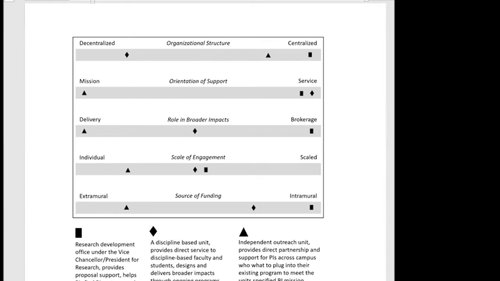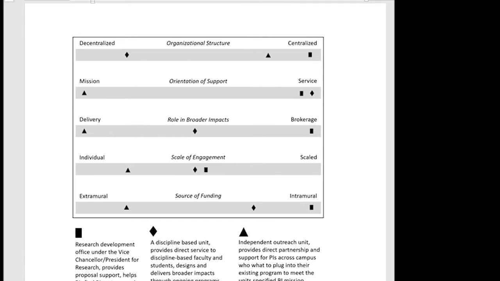And so, the organizational structure: is your organization very centralized or decentralized, and therefore is your broader impacts infrastructure, a unit or program or initiative, going to be very decentralized or centralized? The orientation of support: are you providing service to individuals or project teams to help them meet their goals and missions, or are you recruiting them and bringing them into a unit level mission and having them orient their broader impacts around the unit's mission? So it's kind of 2 sides of the spectrum.